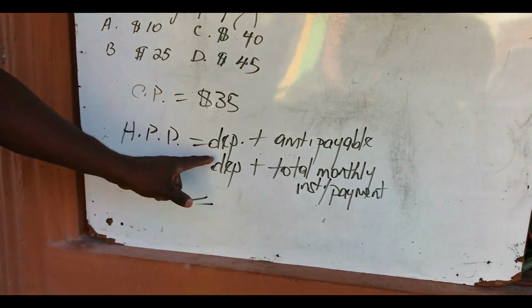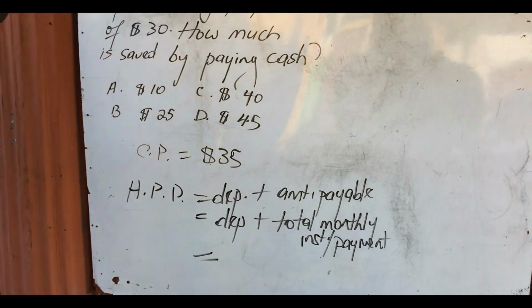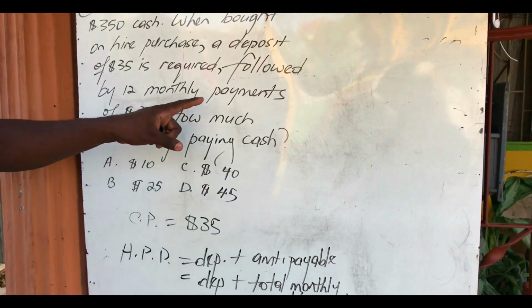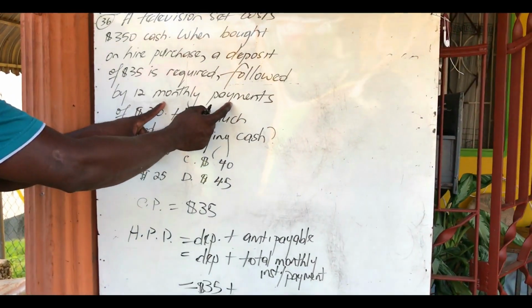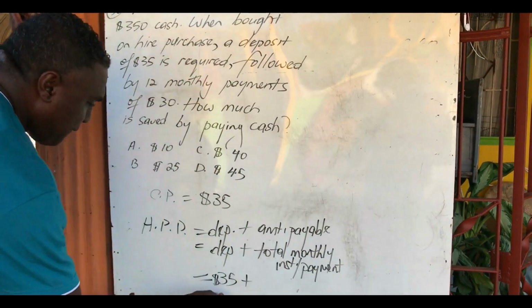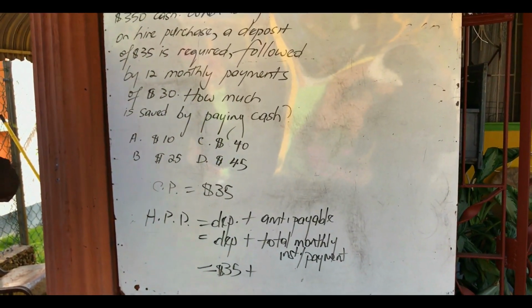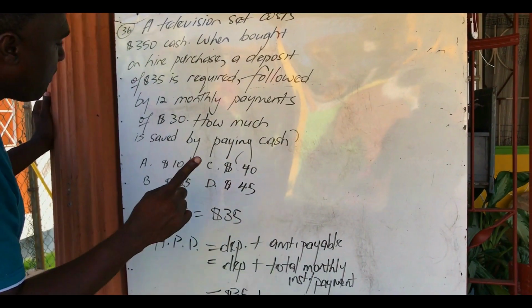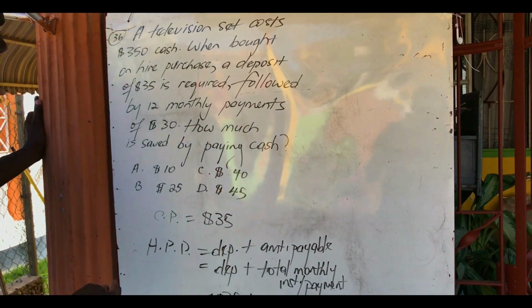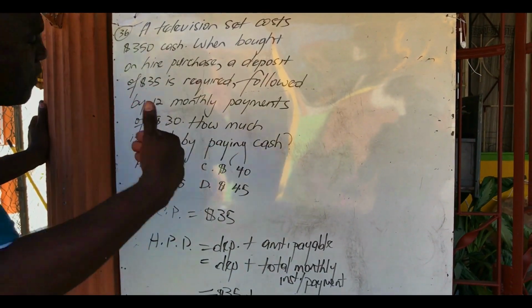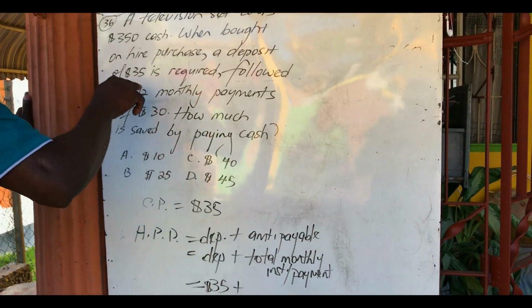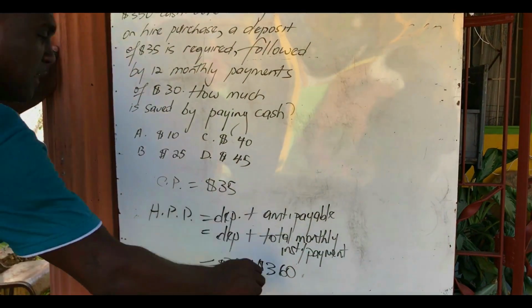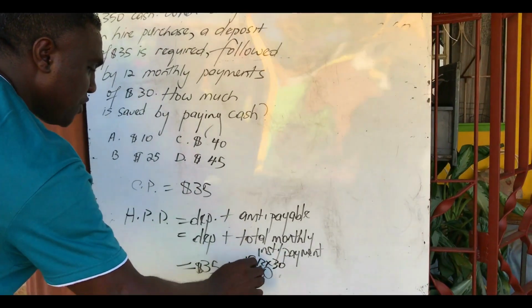And so quickly we know that the deposit, it says here, a deposit of $35 is required. So we write down the deposit as $35, right? Plus, followed by 12 monthly payments of $30. In other words, after you pay down that $35, every month for 12 months you are going to pay $30. So if it's 1 month, $30, 2 months, $60, 3 months, $90. Each time we are multiplying. So if it's 12 months, it's 12 times $30, and that gives us $360.